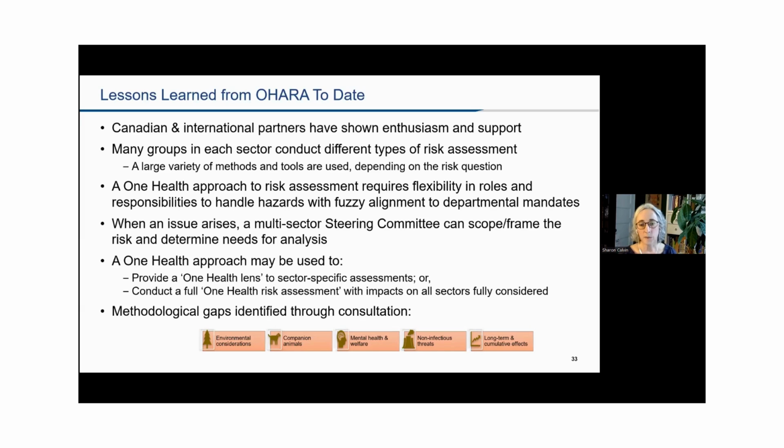And then some of the methodological gaps that have been identified throughout this consultation include environmental considerations. Companion animals were identified as a bit of a gap, especially in the government sector. Mental health and welfare as a gap. Non-infectious threats, although not necessarily a gap everywhere, it was identified as a gap within the One Health approach. And the need for methods to address long-term and cumulative impacts.